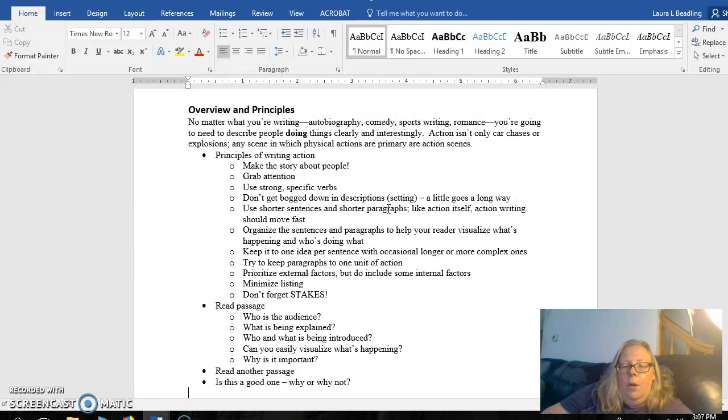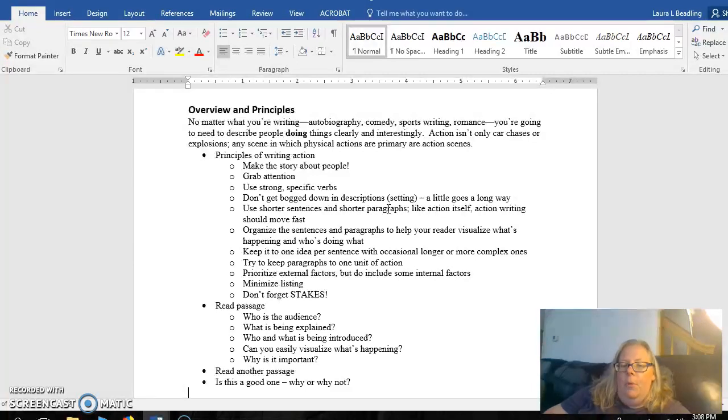When you're writing action, you want to prioritize external factors, what is happening, who is doing what, but it also helps to include some internal factors. What are people thinking about? How are people feeling as this action unfolds around them? While in action writing the external stuff takes precedence, you can't entirely lose those internal factors. It's sometimes tempting to just list things because you've got a lot of action to get through. Nobody likes reading a list, however.